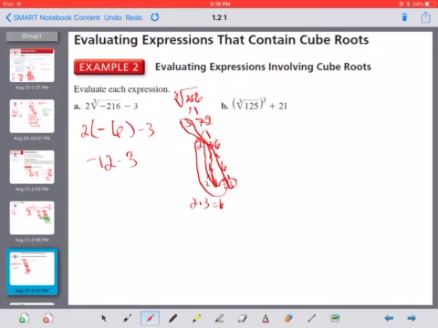Now I do my multiply. Negative 12 minus 3, going to get more negative, and that would be negative 15.